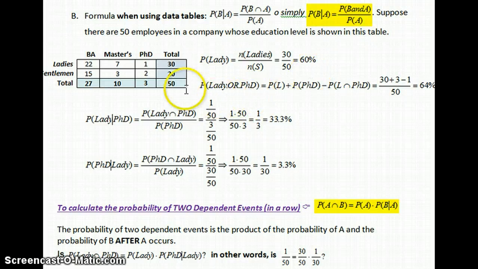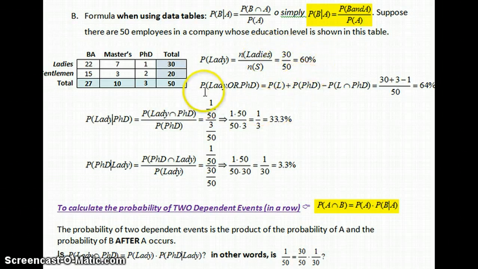So let's take a look at this data table here. There were 50 people in a meeting, let's say, and some of them had a bachelor's degree, some of them had a master's degree, and some of them had a PhD, right? There were 30 ladies and 20 gentlemen in all. So for example, what is the probability of randomly choosing a lady out of this room? There were 50 people and 30 ladies, right? So it's 30 out of 50, that's 60%.